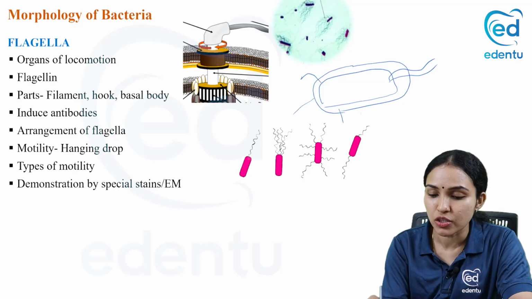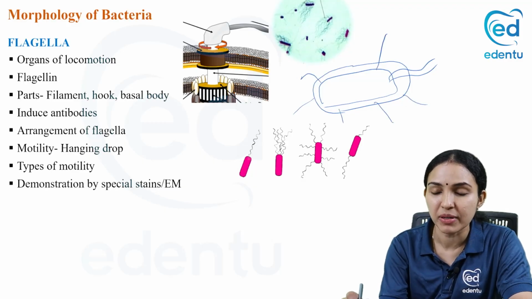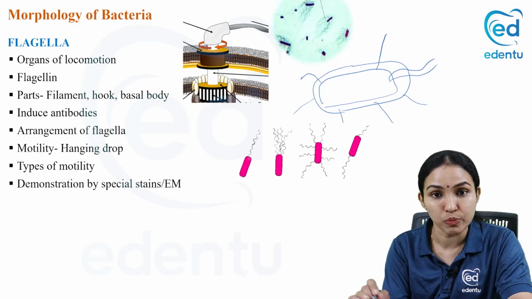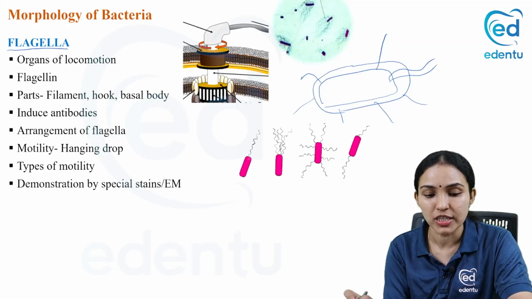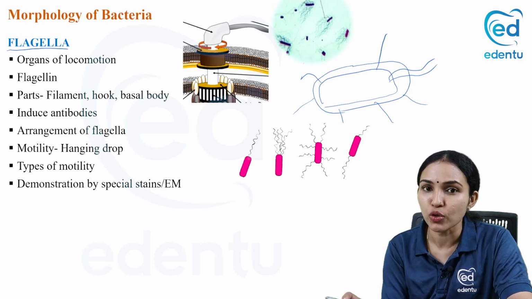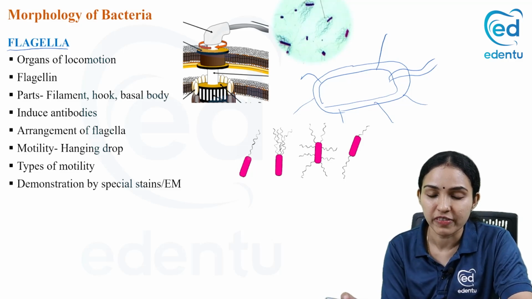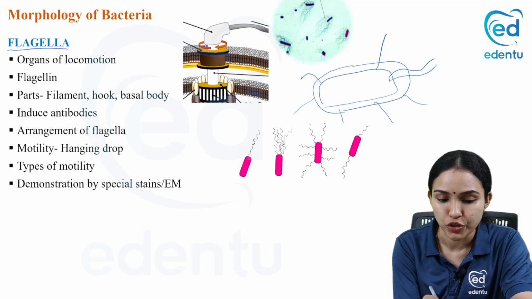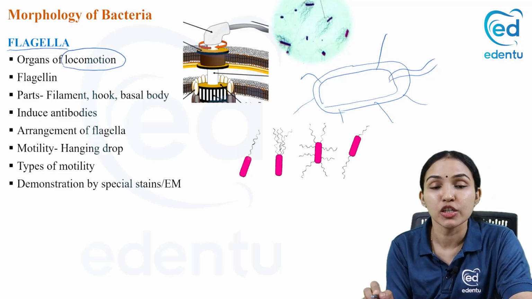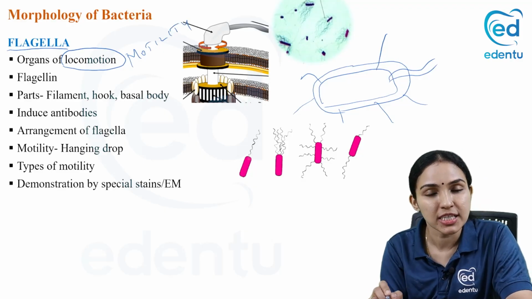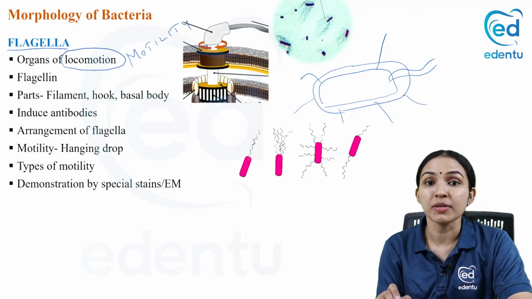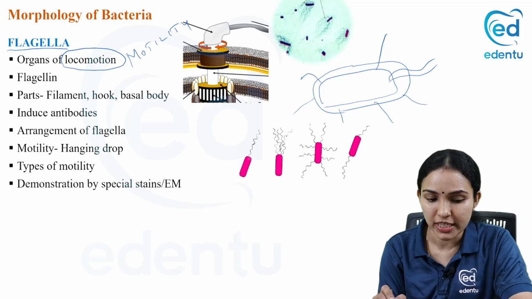Sometimes it will be present all over the cell. Some will have it just on one side or on both sides. So this is called flagella. What is the use of flagella? Flagella is for locomotion. It is the organ of locomotion which helps in bacterial motility. So if a bacteria has flagella, it will be able to move, or be motile.